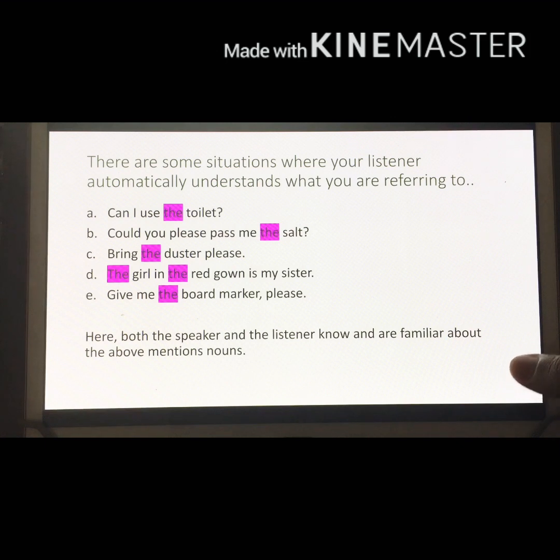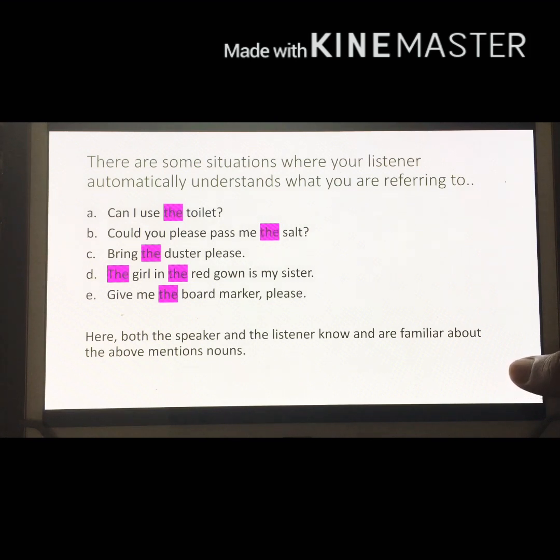There are some situations where your listener automatically understands what you are referring to. Number 1, can I use the toilet? Here, the listener and the speaker both know where the toilet is. And number B, could you please pass me the salt? Of course, there is one salt pot on the table, and the speaker is asking the listener to pass the salt to her or him. Number C, bring the duster please. Here the listener knows where the duster is or what the duster is.